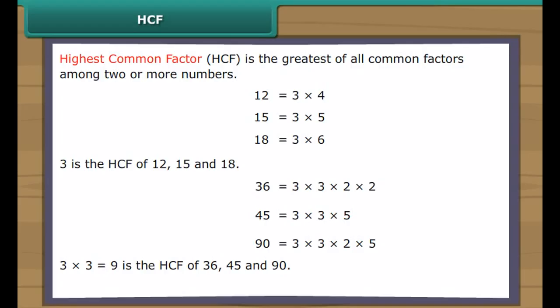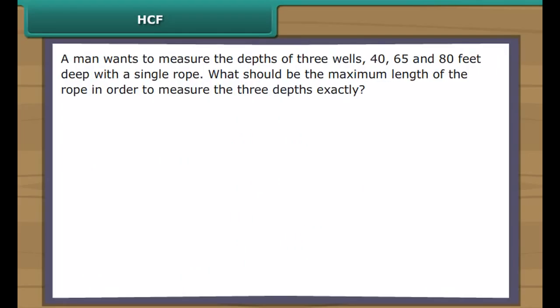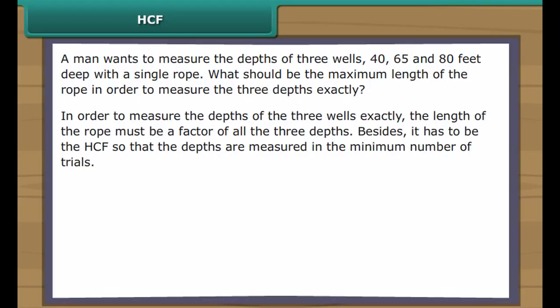Let us look at a real-life situation where HCF is used. A man wants to measure the depth of three wells, 40, 65 and 80 feet deep with a single rope. What should be the maximum length of the rope in order to measure the three depths exactly? In order to measure the depths of the three wells exactly, the length of the rope must be a factor of all the three depths. Besides, it has to be the HCF, so that the depths are measured in the minimum number of trials.